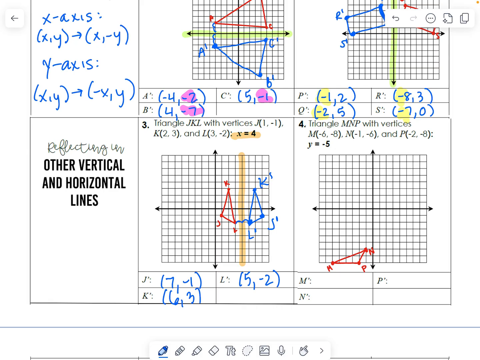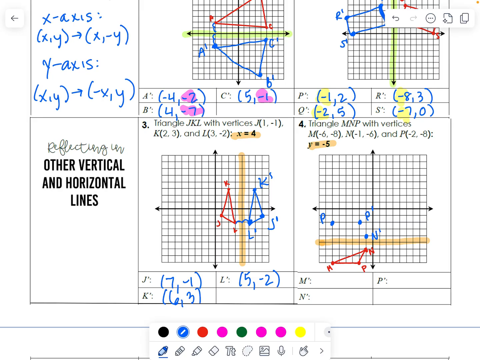So here we had a vertical line. Next we have y equals -5, which is a horizontal line, has a slope of 0. 1, 2, 3, 4, 5. So that would be this line right here. And again, I'm just going to reflect over that and do that fold. See how many units it's away and travel along that path, but on the other side.